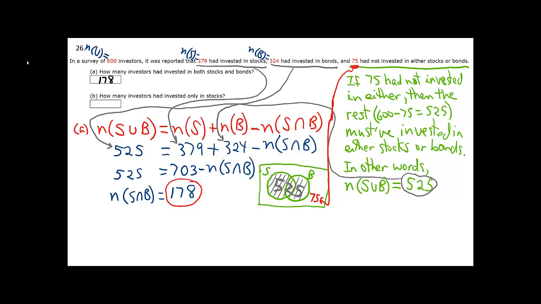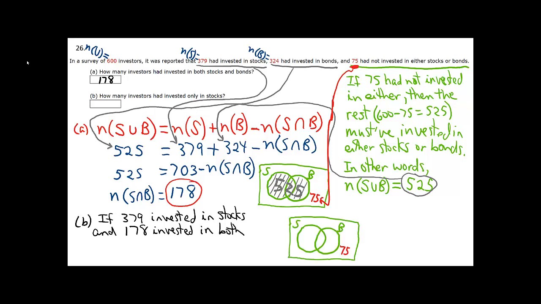Moving on to B, think about it a minute. It's asking about stocks. So we know from the top that 379 invested in stocks, but we want to know how many invested only in stocks. We know from part A that 178 invested in both, so if you put that on the Venn diagram, it might help your thinking a little bit.